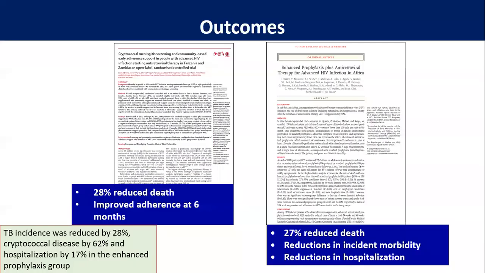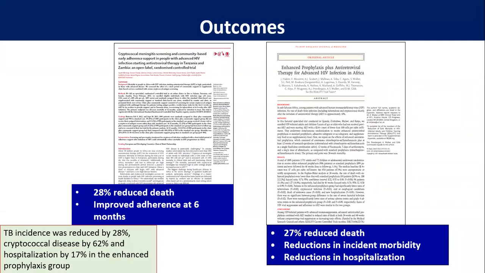If we summarize these two studies, there was a 28% reduction in death and improved adherence at 6 months. TB incidence was reduced by 28%, cryptococcal disease by 62%, and hospitalization by 17% in the enhanced prophylaxis group. In the other, there was a 27% reduced death rate and reduction in incident morbidity and hospitalization. So the evidence points to the fact that it is possible in middle-income countries also to administer advanced HIV disease management.